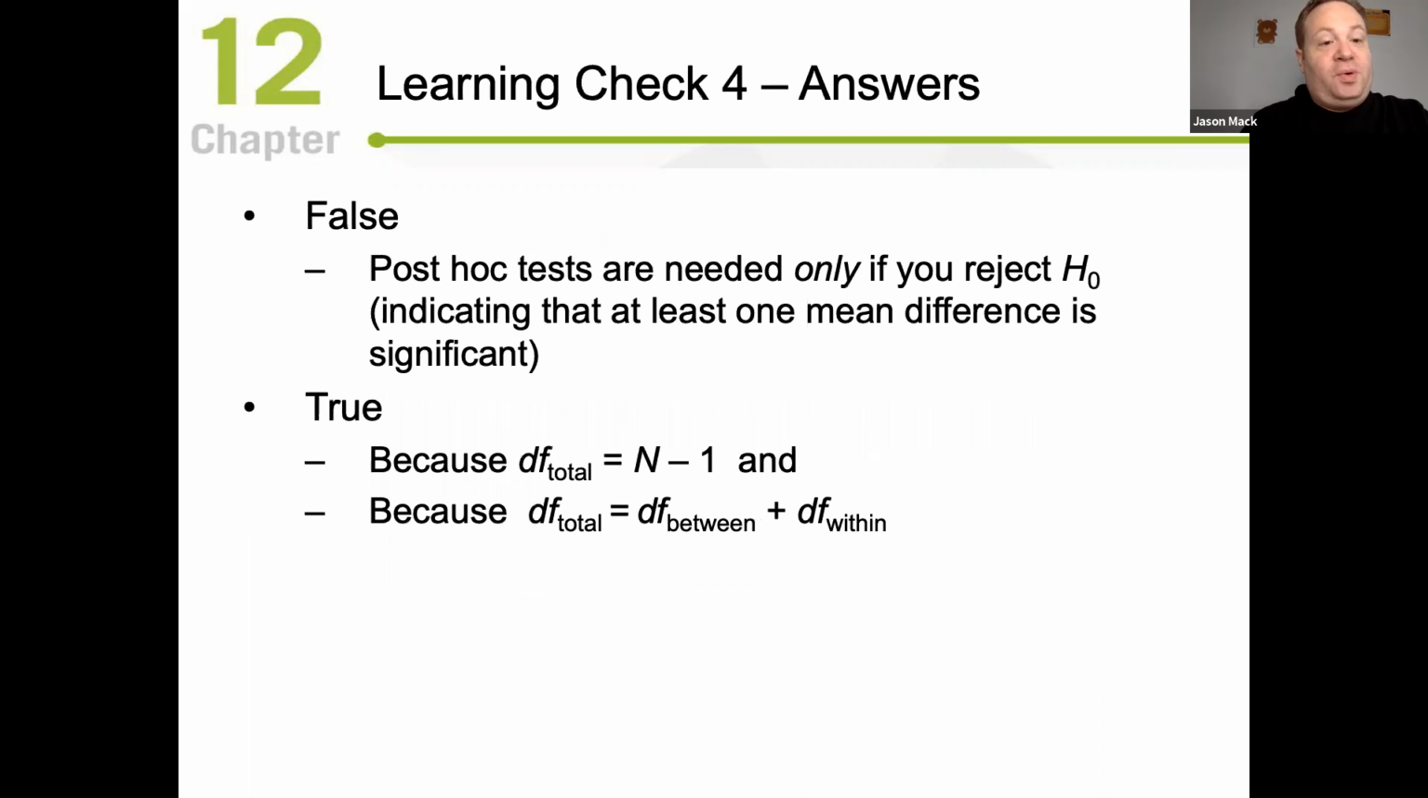First one, false. Post hoc tests are needed only if you reject the null hypothesis, indicating that at least one mean difference is significant. Second one, true, because degrees of freedom total is equal to N minus 1, and because degrees of freedom total is equal to degrees of freedom between plus degrees of freedom within.